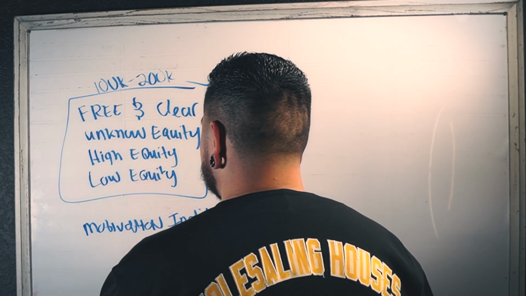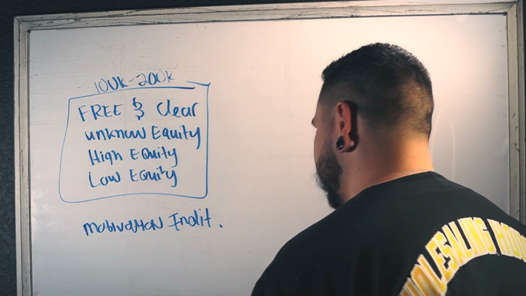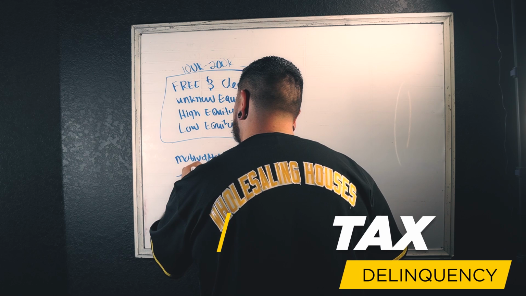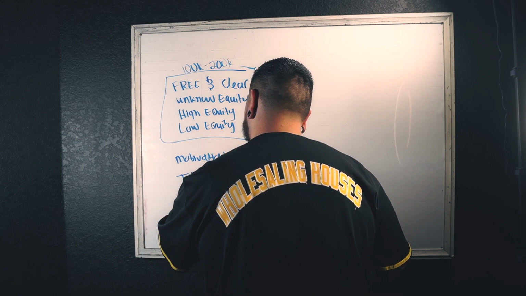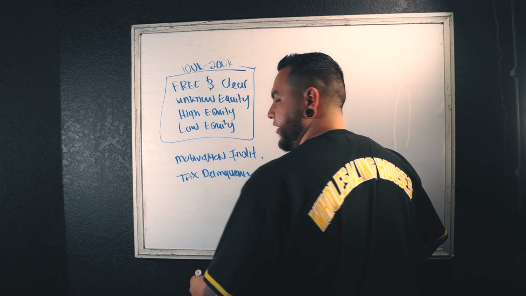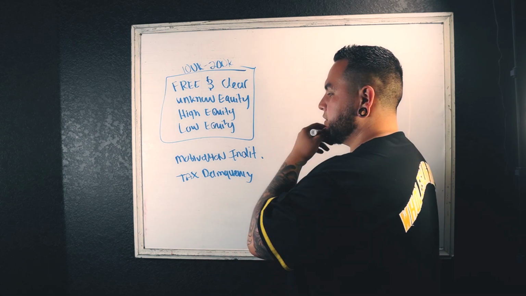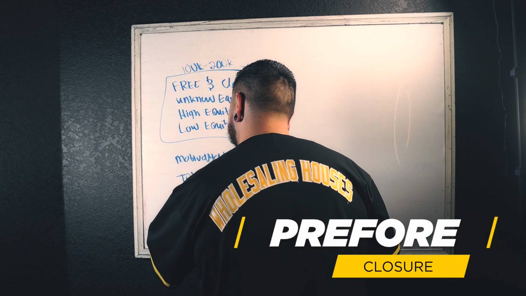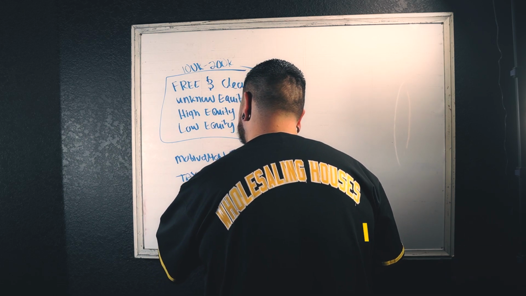What are those motivation indicators? Let's go over this, okay? We'll say tax delinquency, behind on taxes. That's one solid list. What's the next one, guys? Let's do pre-foreclosure. This is another prime list that everybody goes after.